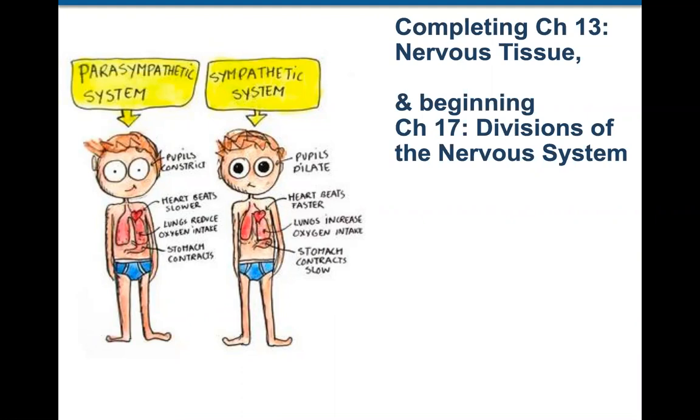I hope you're staying healthy and that you now have plenty of time to think about the nervous system, because today we're finishing chapter 13 about nervous tissue and working our way through chapter 17, divisions of the nervous system, with particular focus on the autonomic nervous system, which is further subdivided into the parasympathetic nervous system. That's your rest and digest nervous system, and the sympathetic nervous system, which is responsible for that fight or flight response.